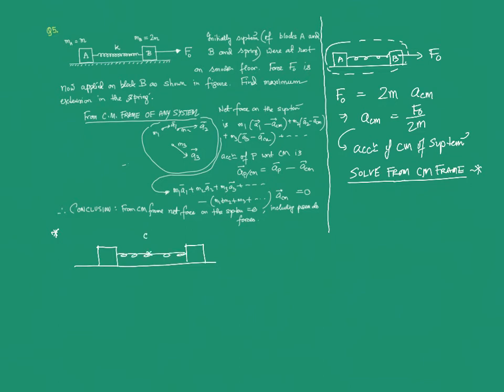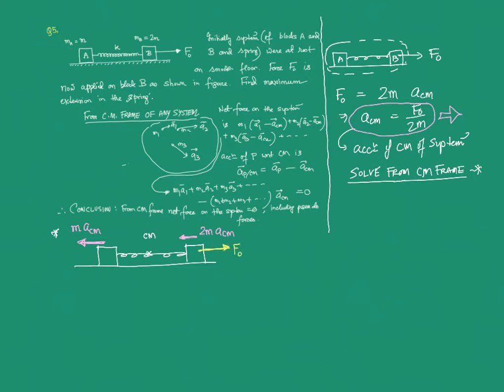This is the CM. From the CM frame there will be pseudo forces. How much is the pseudo force? That is M times ACM towards the left. Because the CM is accelerating towards the right, this F naught by 2M is towards the right. Now this is 2M multiplied by ACM. Apart from this, you have the external force F naught also.